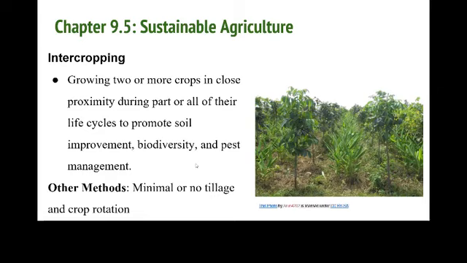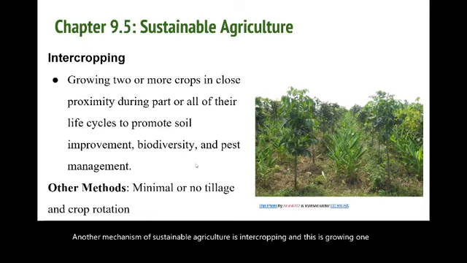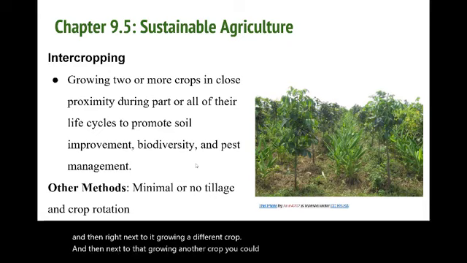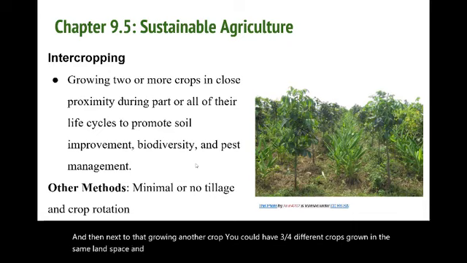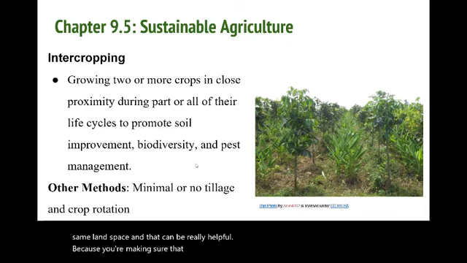Another mechanism of sustainable agriculture is intercropping, and this is growing one crop and then right next to it growing a different crop, and then next to that growing another crop. You could have three or four different crops grown in the same land space, and that can be really helpful because you're making sure that the soil in the area isn't producing just one product. You're increasing the diversity in the area.